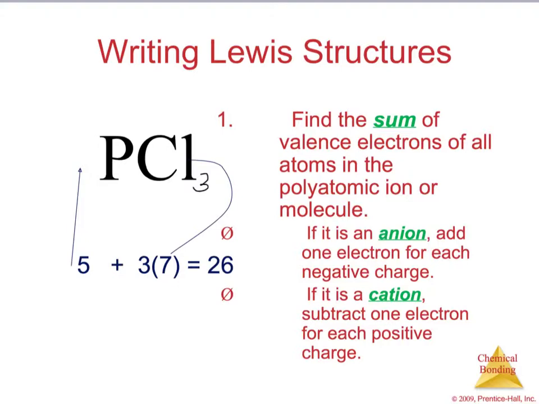So when we look at this example here for phosphorus trichloride, phosphorus has 5 valence electrons, and chlorine has 7 valence electrons. However, there are 3 chlorine atoms. So I have to go 3 times 7 and add my valence electrons together, and I get a total of 26. If you have an anion, we're going to add 1 electron for each negative charge. If you have a cation, we're going to subtract 1 electron for each positive charge.